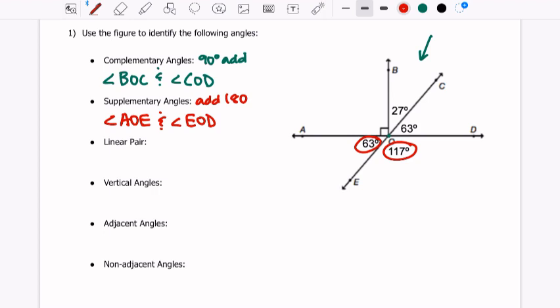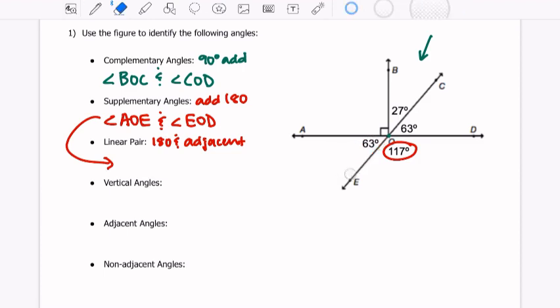Okay. Now, next up, a linear pair. So remember, a linear pair of angles are going to add to 180 and they have to be adjacent, which means that they have to share a side. So I actually think that our example for supplementary angles will also work for the linear pair because I see that they share that side in between them. So I'm just going to go ahead and draw an arrow. But there is another linear pair in there, so I want you to think about what that would be.